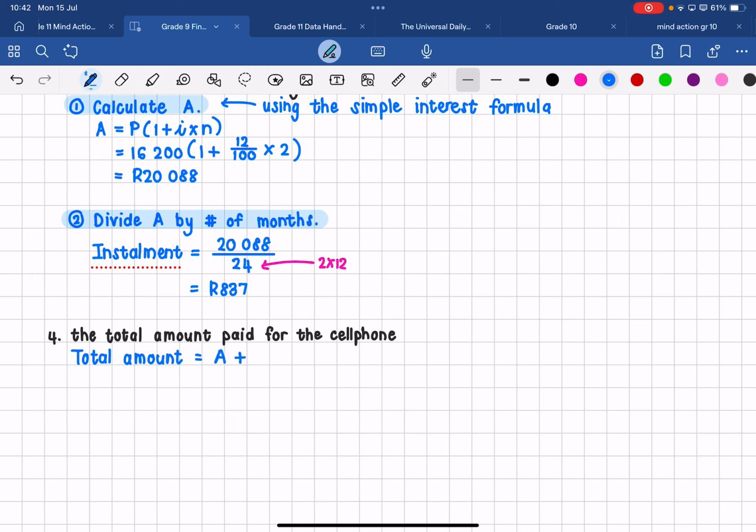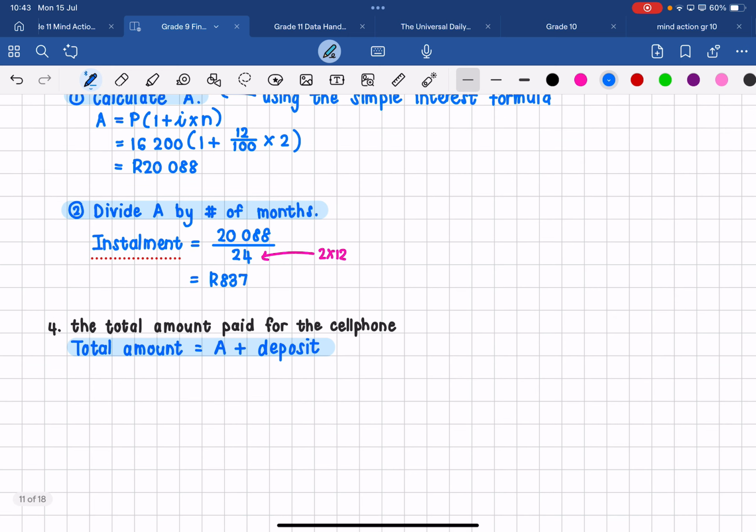And then we also paid a deposit at the beginning of this 2-year period. That 1,800 Rand that we paid, we also paid that towards the cell phone. So if they're asking for how much did you actually pay for this phone, not 18,000, we paid much more. We paid the A value because that includes interest, and we paid that deposit. Okay, so please highlight that as well. That is a formula that you must memorize. The total amount paid is the A value plus your deposit.